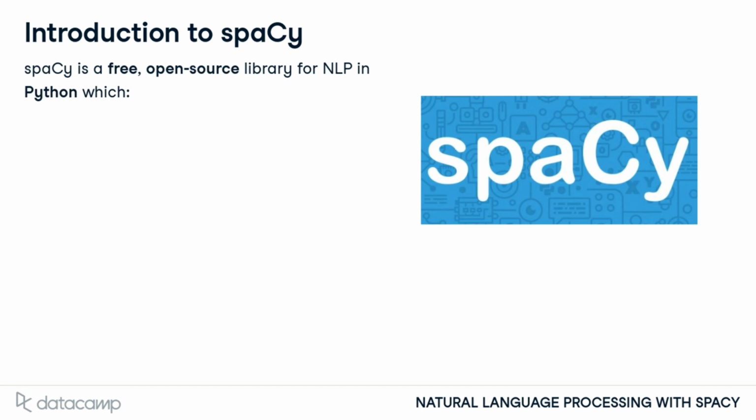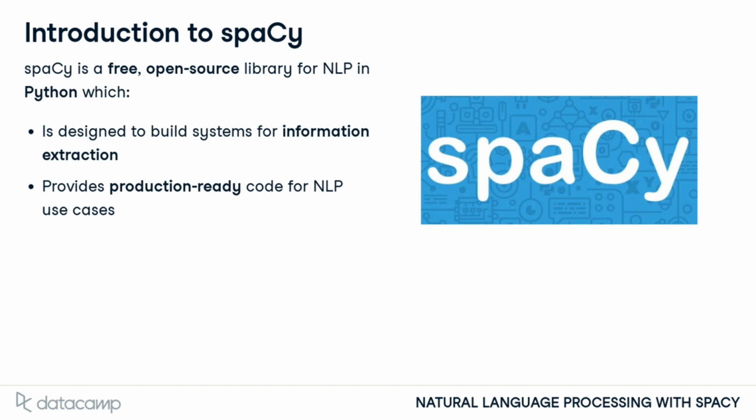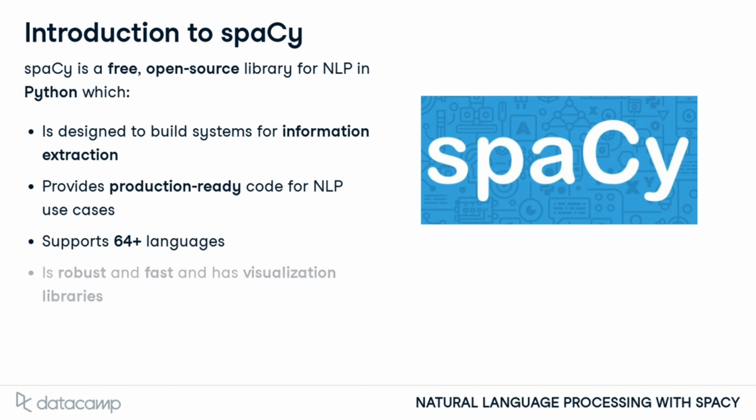spaCy is a free and open source library for NLP in Python, which is designed to simplify building systems for information extraction. spaCy provides production-ready code widely used for NLP use cases. It supports 64+ languages, is robust, fast, and has built-in visualizers for various NLP functionalities.